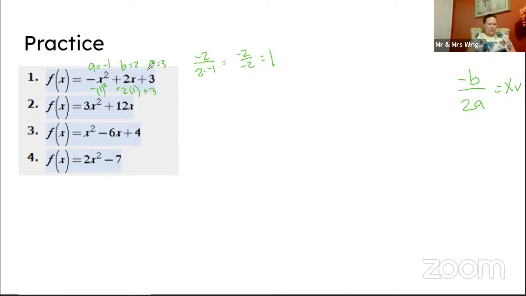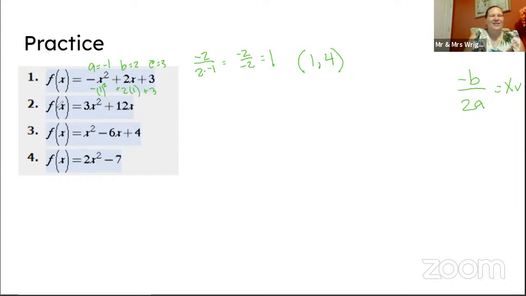Negative (1) squared plus 2(1) plus 3, enter, is 4. All right, so my vertex, I forgot what it was called for a second. My vertex is (1, 4).